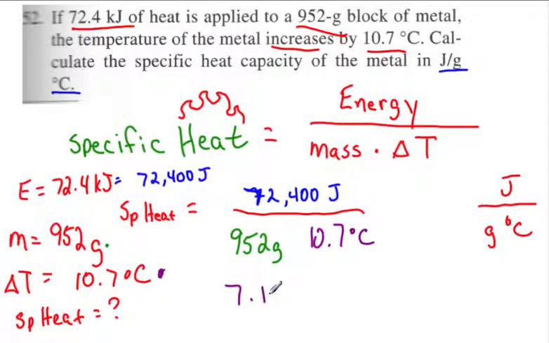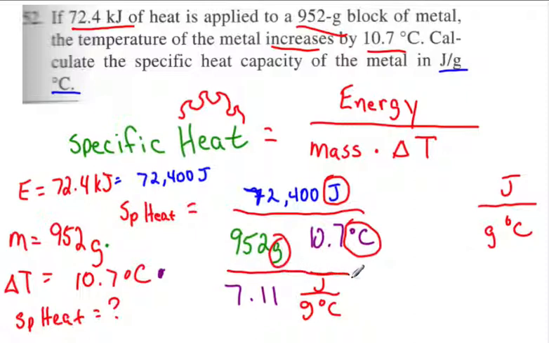So 7.11. And the units, if I analyze the units here, it's joules over gram times degrees Celsius. Joules, gram, degrees Celsius. And that's what I wanted. I want my answer in joules over grams degrees Celsius. And so that's my final answer. So you could also use dimensional analysis, but this way I think is much easier. So that's problem number 52.